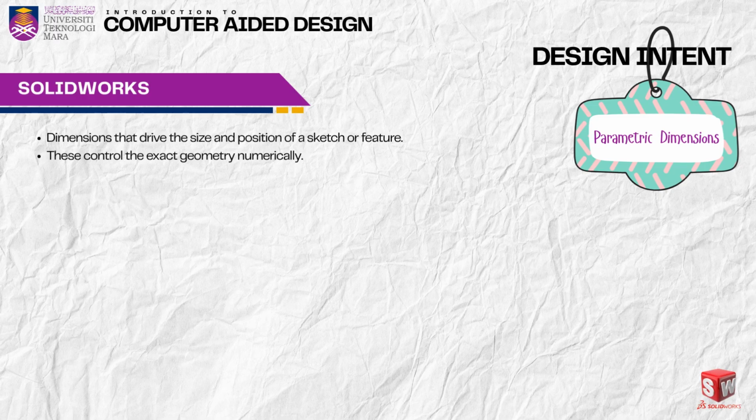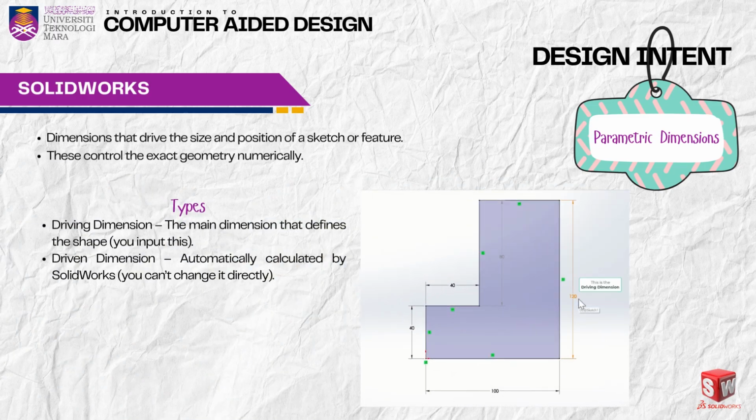There are two main types of parametric dimensions in SolidWorks: driving dimensions and driven dimensions. A driving dimension is the primary type. It is the dimension that you define. It directly controls the geometry. For example, if you draw a rectangle and enter a value of 100 mm for its length, that input becomes a driving dimension. It tells SolidWorks exactly how long that line should be, and any changes to this value will directly affect the shape or size of the object.